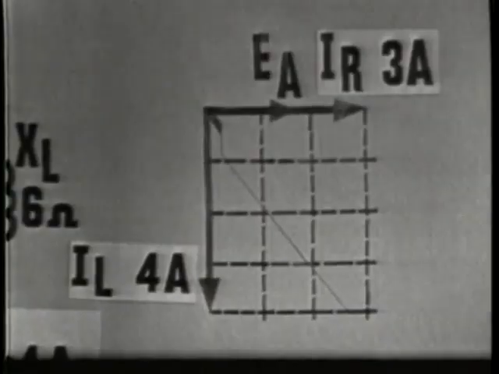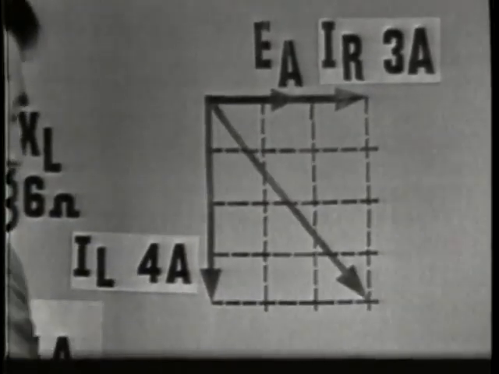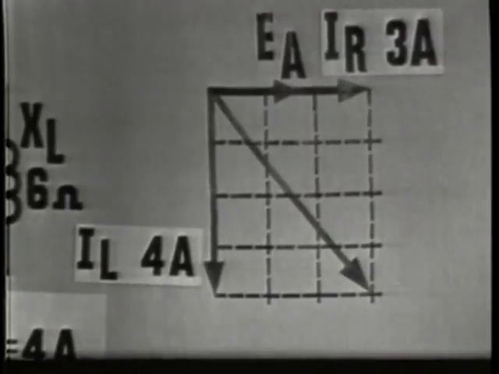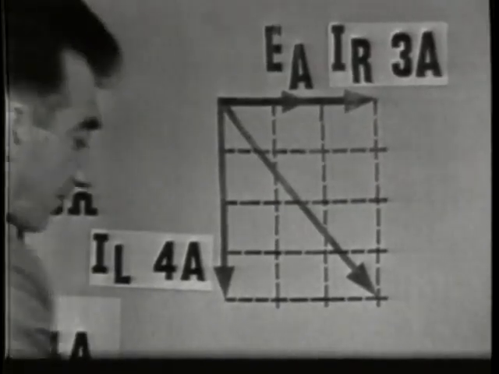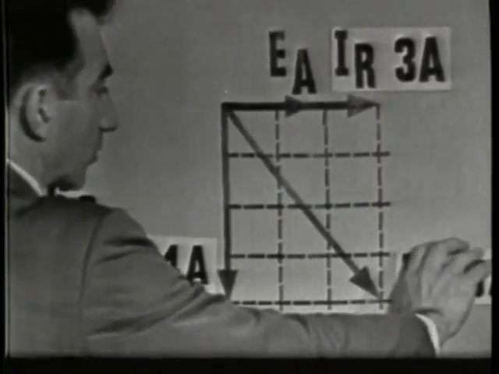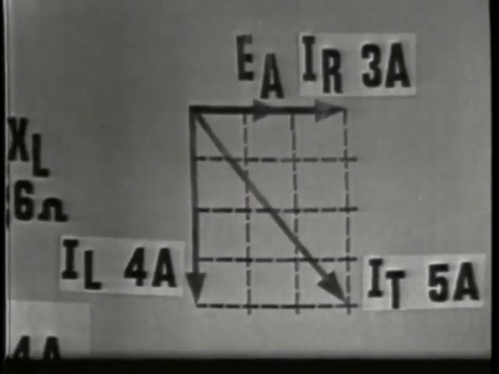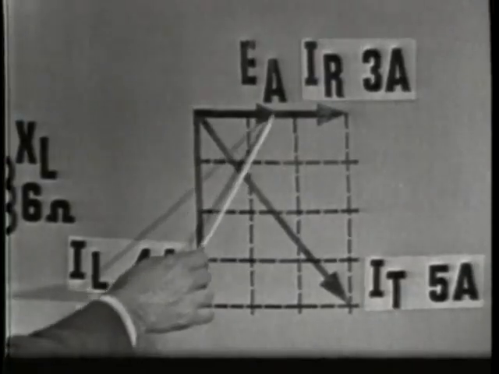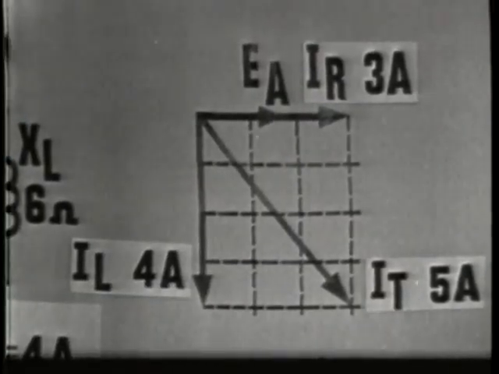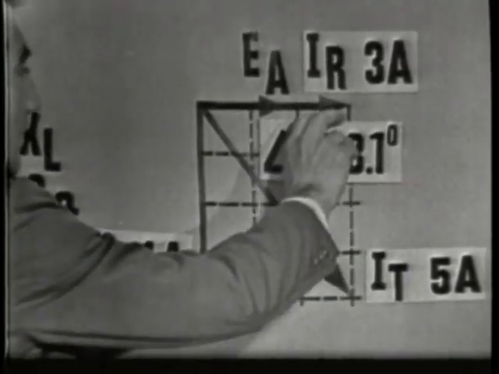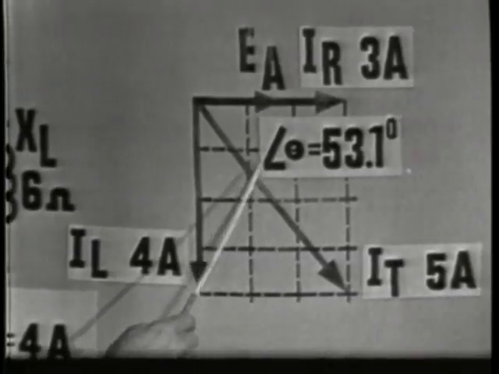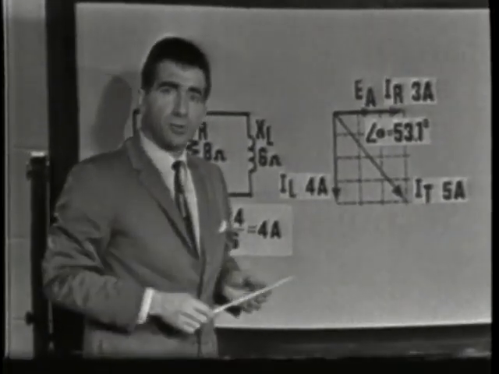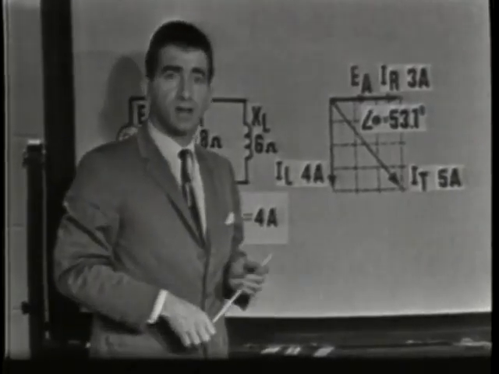Now, the total current may be found by simply measuring the resultant vector when we draw a parallelogram. Simply draw the parallelogram and measure the resultant vector. In this case, we would find it to be 5 units long, or IT, the total current, would equal 5 amperes. Now, angle theta may be found by measuring the angle between EA and IT. In this case, if we were to measure the angle, we would find it to be 53.1 degrees. And notice now that angle theta, since this is an inductive circuit, is a negative phase angle, or a negative 53 degrees.